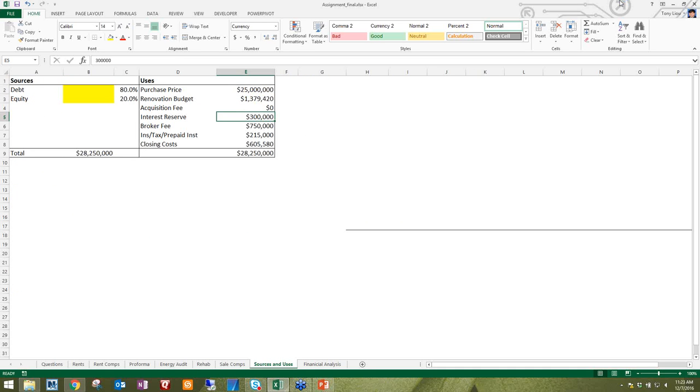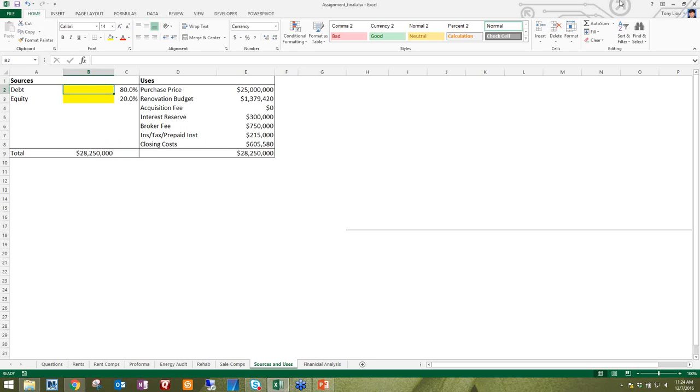We have interest reserve. While we're fixing this up, we may not be able to make the rent because the vacancy will be higher. So we have to have some interest reserve, plus the pay brokers, and then there's insurance, tax, prepaid interest, and then closing costs. So we have the total project value of $28.25 million.